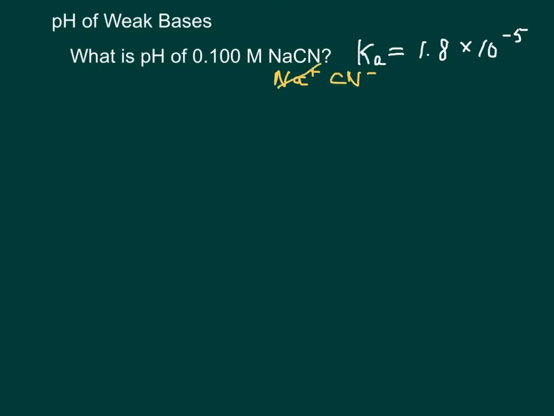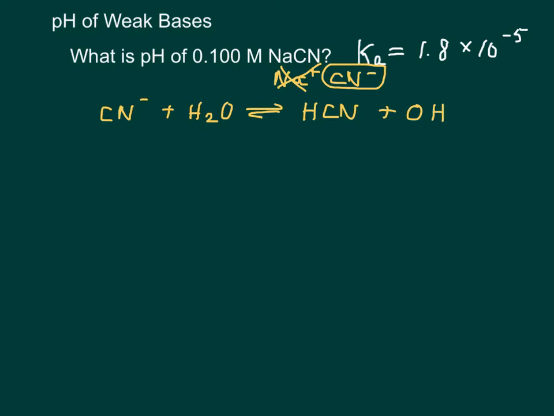Well, Na plus is always going to be a spectator ion. So the important part of this is the cyanide, right? And that's the anion of a weak acid, so it's going to be a weak base. So we'll write our hydrolysis reaction. Okay, we'll add it to water. Need an equilibrium arrow, so HCN and OH minus.